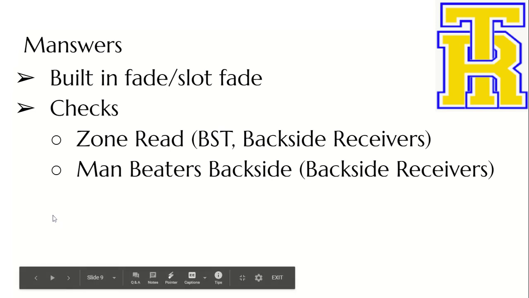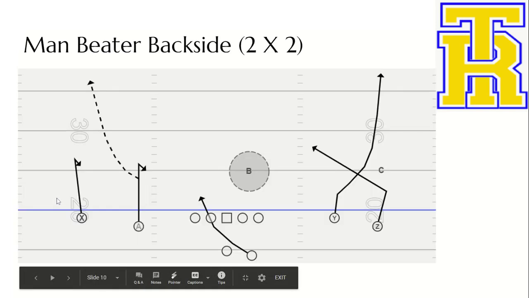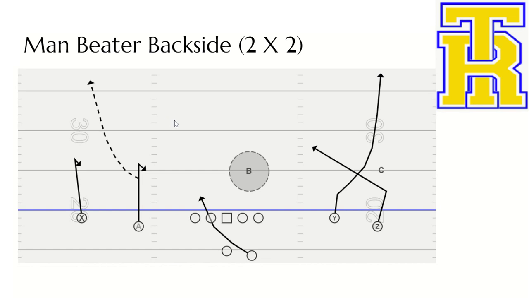So I want to go ahead and show you one of those real quickly. This is one of our tags, one of our man beaters. So we're running 2x2. Again, front side is the same. You got your hitches. You can run slot fade. But to the backside, one of our Manswers, if you will.